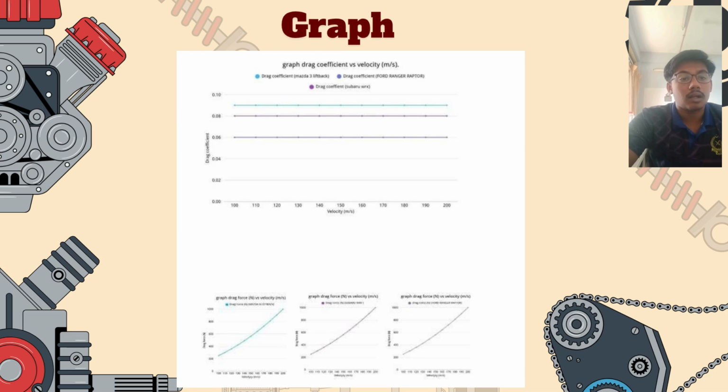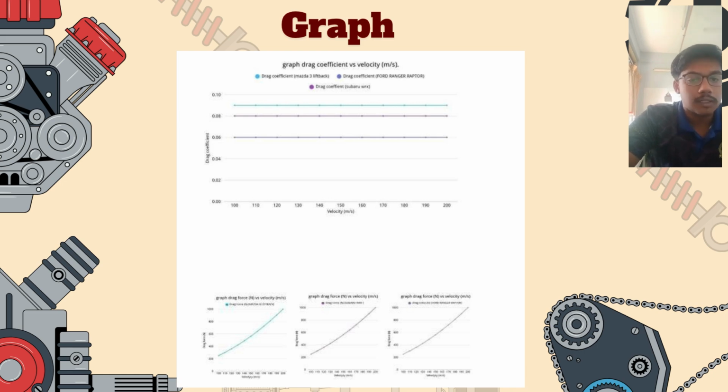As we see in the graph, at the left hand side and the bottom side, the drag coefficient goes from 0.00 until 0.10. The velocity is 100 to 200. At the velocity of 100, we see 0.0.